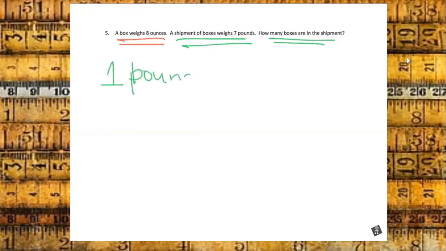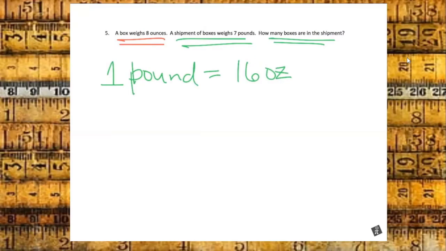And the last one, a box weighs 8 ounces, right here. A shipment of boxes weighs 7 pounds. How many boxes are in the shipment? So the idea is saying, okay, if a box weighs 8 ounces and a shipment of these boxes weighs 7 pounds, how many boxes are in the shipment? Well, we need to remember that in 1 pound, that's 16 ounces.